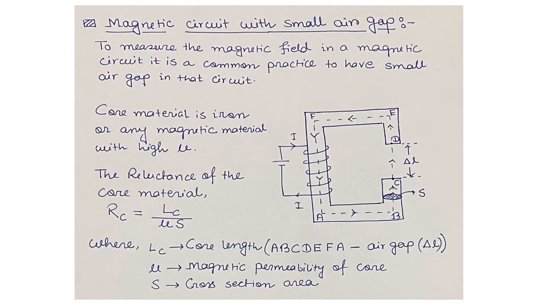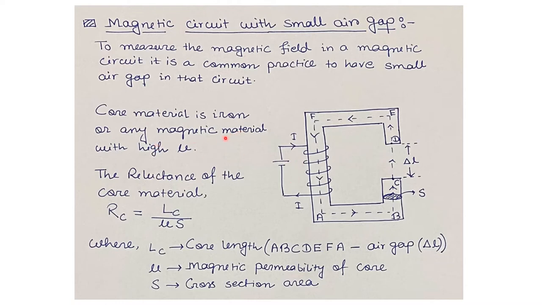Now, we will see what happens if a small air gap is present in that magnetic circuit. To measure the magnetic field in a magnetic circuit, it is a common practice to have a small air gap in that circuit. Let us consider this schematic now. In the schematic, there is an electromagnet and there is a small air gap in that magnetic circuit having length del L. Now, current passing through the electromagnet is I and number of turns is capital N.